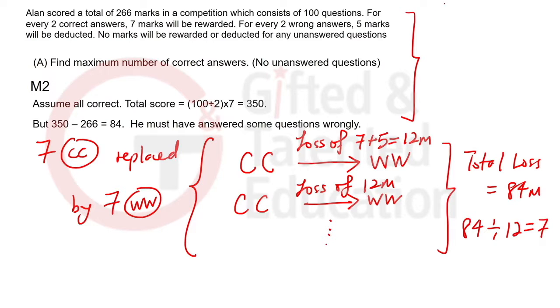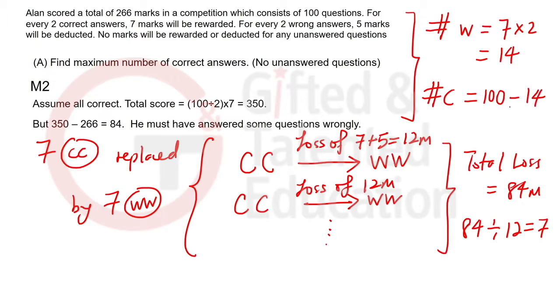Therefore, the total number of wrong answers is equal to 7 times 2, which gives us 14. Hence, the number of correct answers is equal to 100 minus 14, giving us 86. Therefore, the answer to part A is equal to 86.